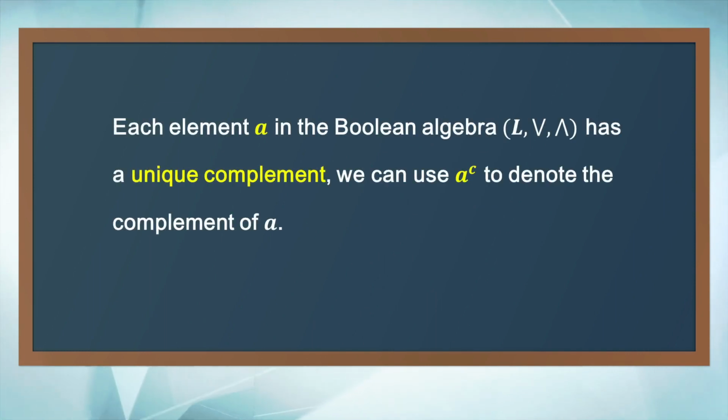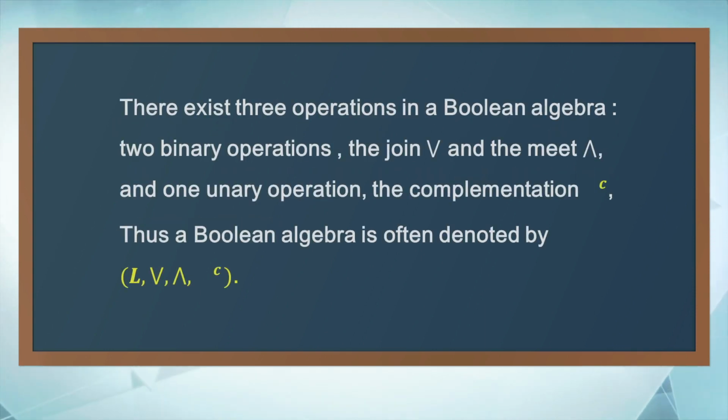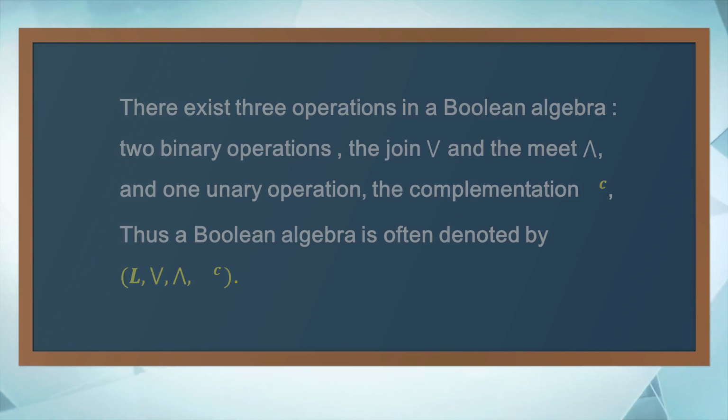Now that each element in a Boolean algebra has a unique complement, we can use this notation to denote the complement of A. Actually, there exist 3 operations in a Boolean algebra: 2 binary operations, the join and the meet, and 1 unary operation, the complementation. So, a Boolean algebra is often denoted by this notation.